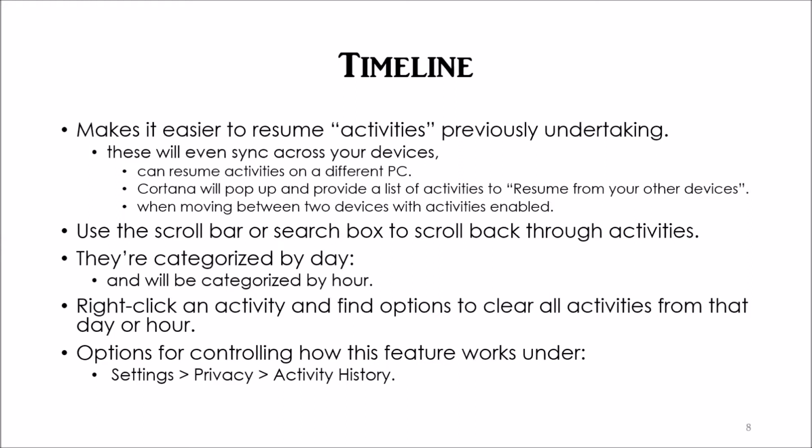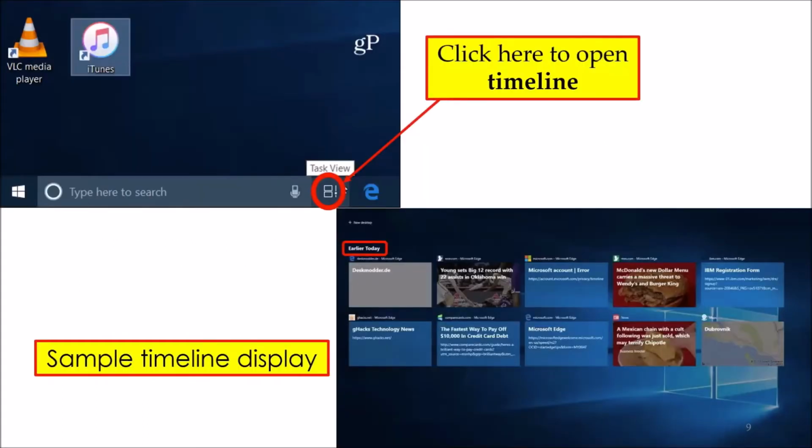Right click and you can clear all the activities for that day and get rid of it on your timeline. And again, settings, privacy, activity history will give you a shot at setting this up the way you want to do it. Now let's take a look at what Timeline looks like.